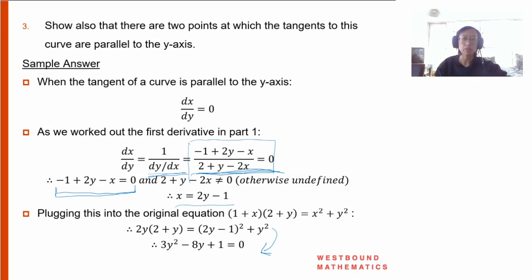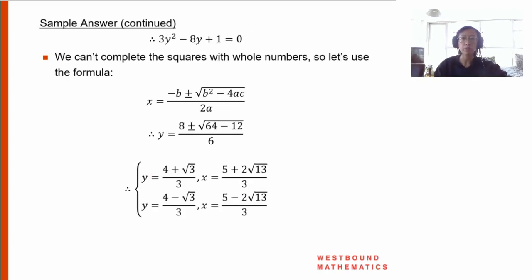And in order to show that there are two points whose tangents are parallel to the y-axis, I just need to show that there are two roots to this equation. So that's precisely what we're going to do next. So now I have this formula that I need to solve. And I will try to complete the square first, but then I quickly realize I can't complete the square with whole numbers. So let's move on and use the formula to solve for the roots.